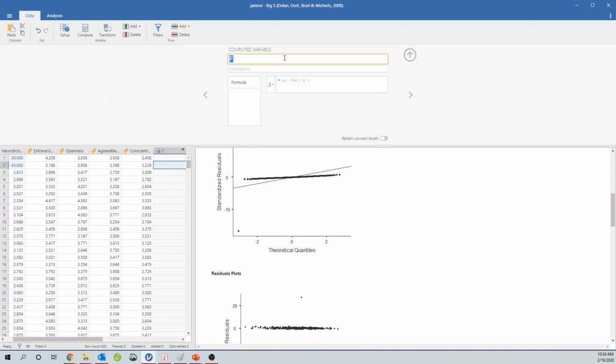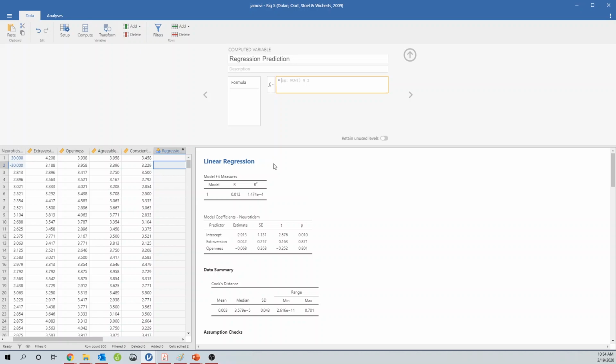We're going to call this one regression prediction, and this formula is going to come from the coefficient estimates here. Remember, the formula that your regression comes up with is your intercept, so 2.913, plus the coefficients multiplied by their variables, so 0.042 times extroversion, minus 0.068 times openness. So there's the full regression prediction formula.